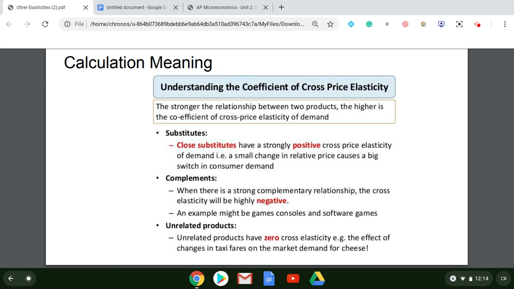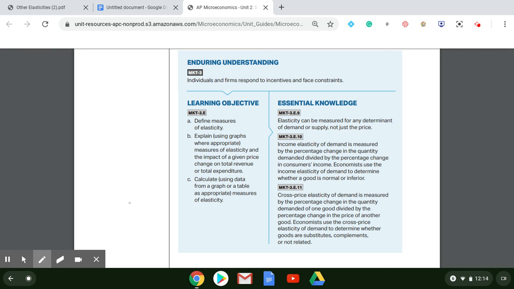Quick recap on some of our learning objectives here. We did the elasticity calculations. We talked about what income elasticity is, the percent change in quantity demanded over the percent change in income. We use it to determine whether a good is normal, which is positive, versus inferior, which is negative. Cross price elasticity is the percent change in quantity demanded divided by the percent change in price of another good.